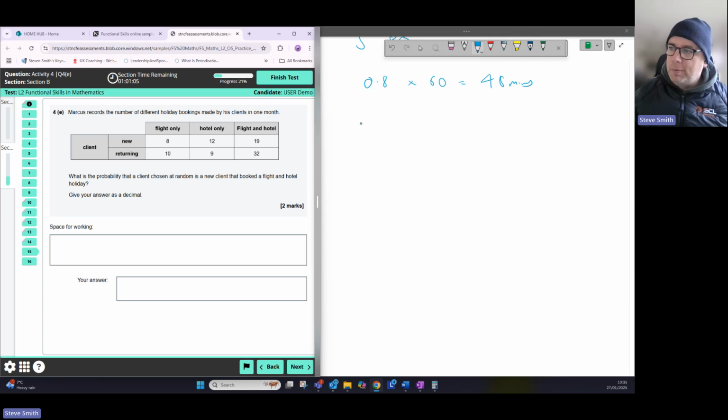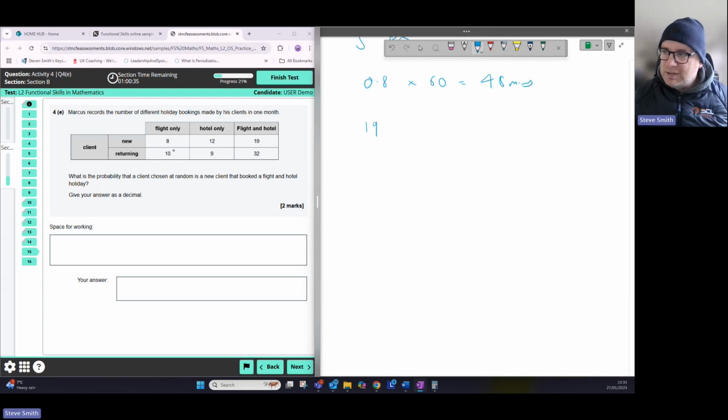So when we're looking at probabilities, we look along this number. So probably is a new client. So it's any of these. Okay, he said a new client that's booked a flight and hotel. That's 19 people. And it's at random. So it's not just chosen new clients. It's chosen a client that's new and a flight. So we've got to include the returning as well. So it's out of everybody, he's got 19 chances.